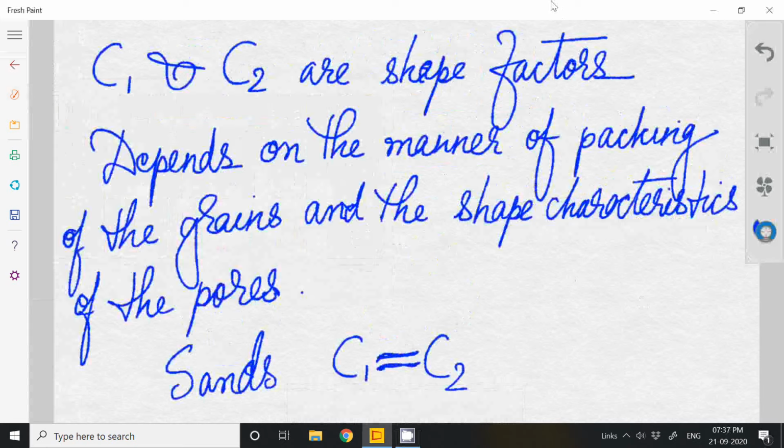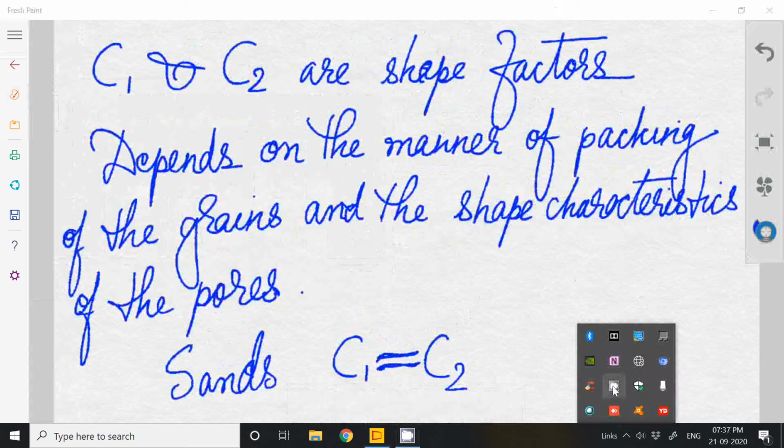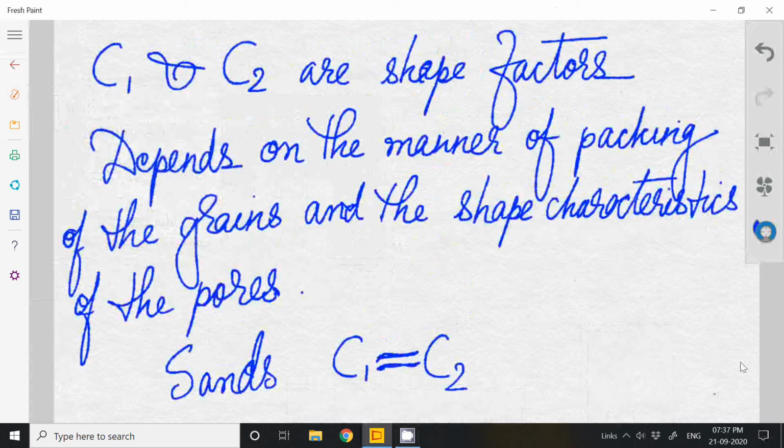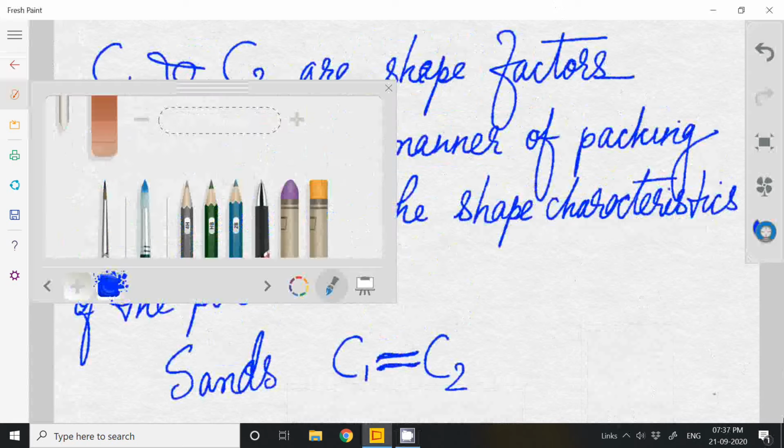So for sands, let me repeat. Initially the shape factor is C1, and after some volume changes in the soil the value becomes C2, but C1 and C2 are not so different. They are almost similar values. So what will be the equation that you get for sands in this case?